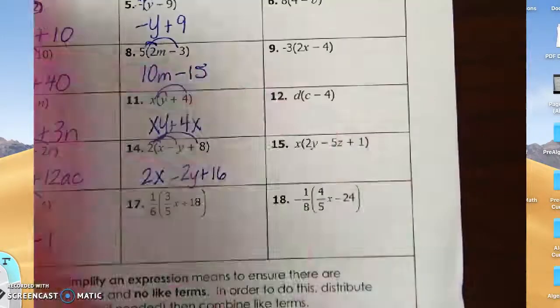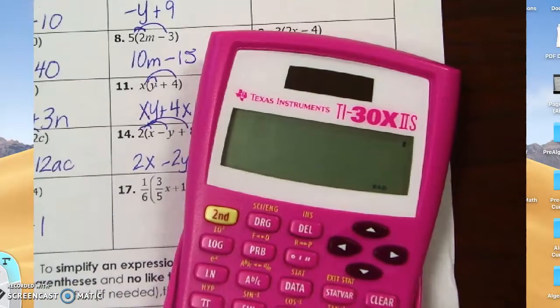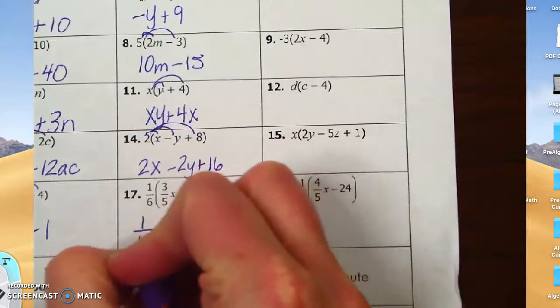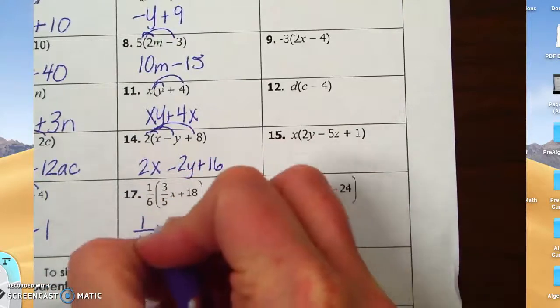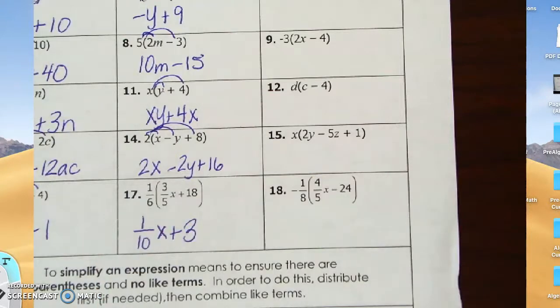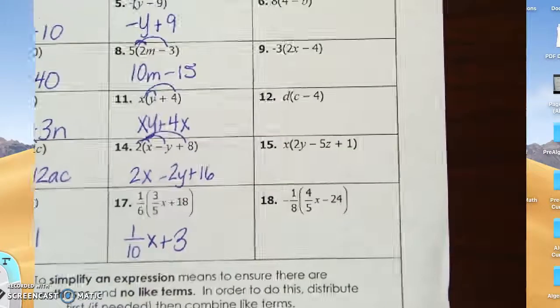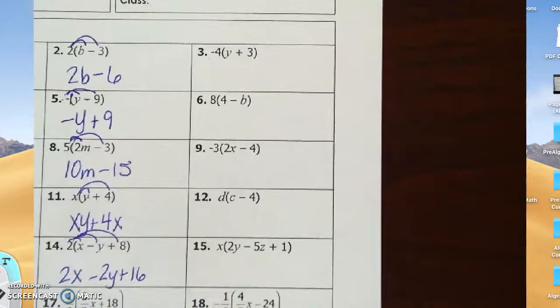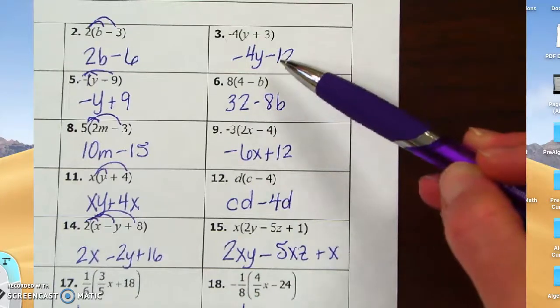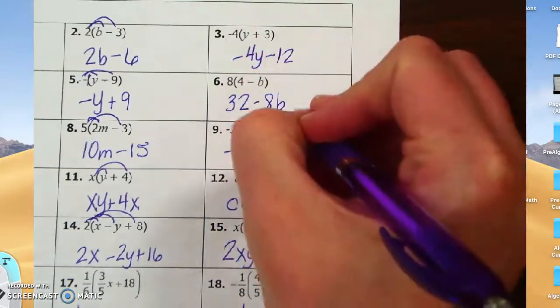Again, with those fractions, you can do 1 a b/c 6 times 3 a b/c 5 and get 1/10. So 1/10 x plus 1/6 times 18 is 3. Go ahead and try the third column and see if you can get those. Here are the answers for the third column. Again, make sure you are careful with the positives or negatives.